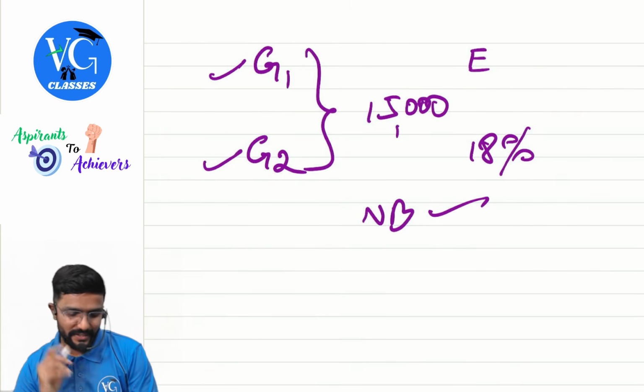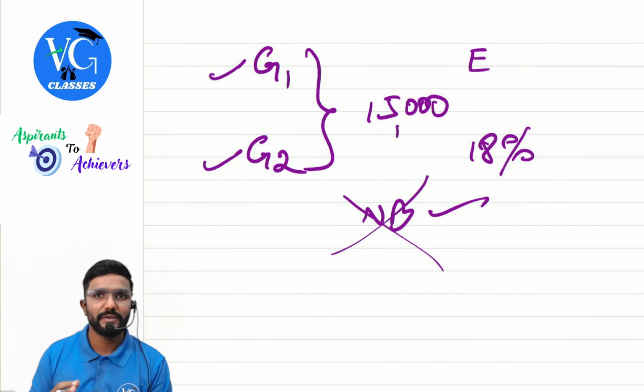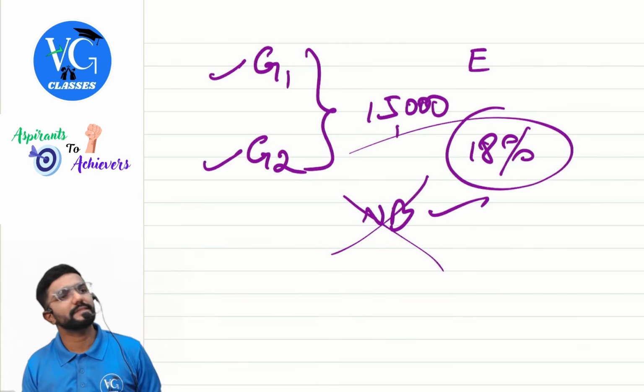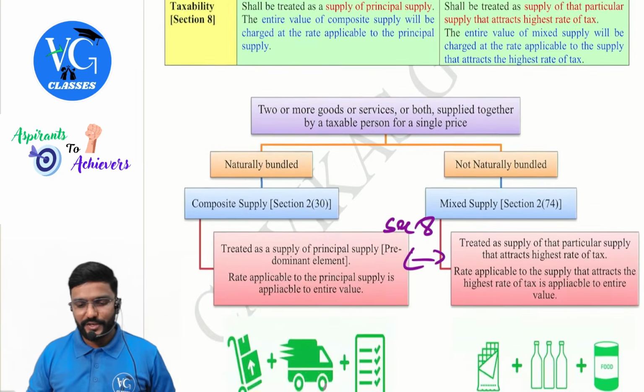18%. Next, sir, not naturally bundled. Any doubt? Not naturally bundled. On the entire 15,000, 18%. Yes, sir. Yes, students.